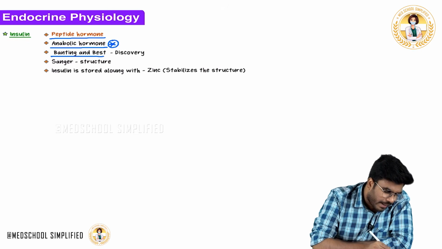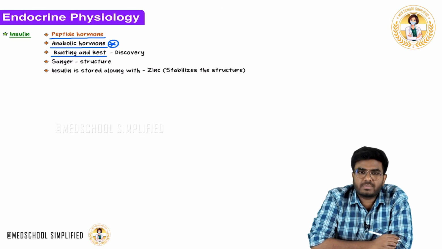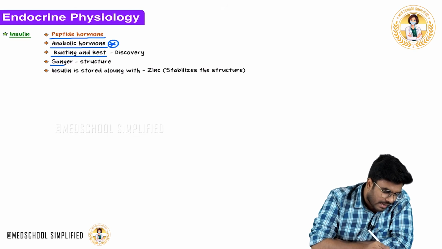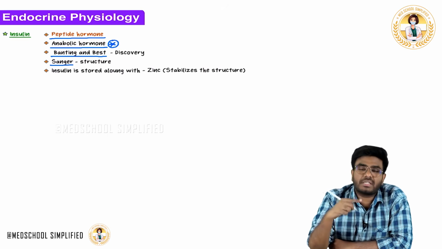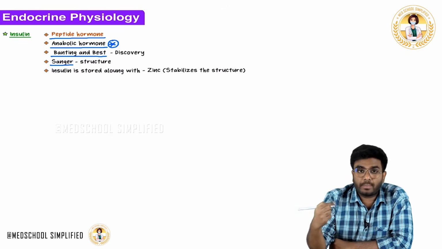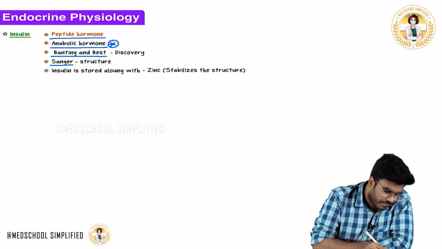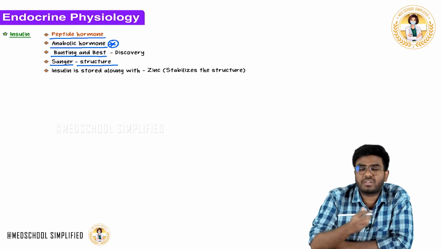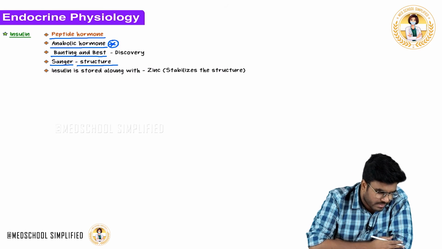Who discovered insulin? Banting and Best are the scientists who discovered insulin. And Sanger gave the structure: the alpha chain, beta chain, disulfide bonds, and the number of amino acids. The structure of insulin was given by Sanger.